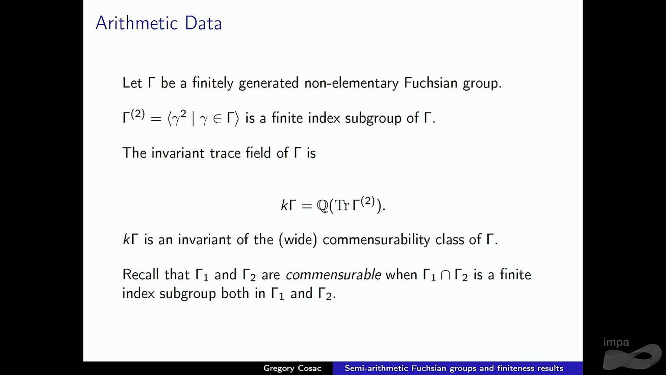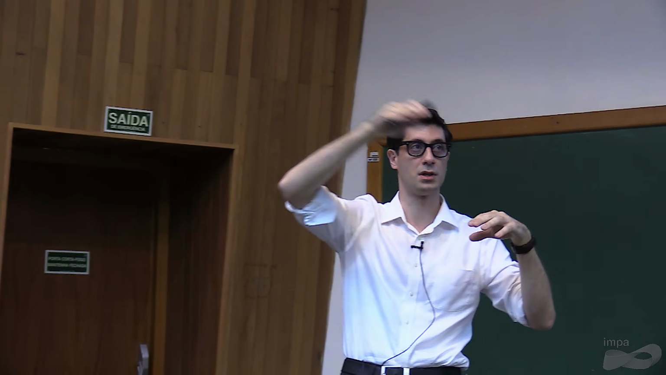Now, let me remind you that two groups are called commensurable. Well, in this case, they're both subgroups of PSL2R. They're called commensurable when the intersection has finite index in each of them. If you're looking at it from the side of quotients, you have two surfaces or two orbifolds that are commensurable when they admit a common cover that covers each of them with finite degree.